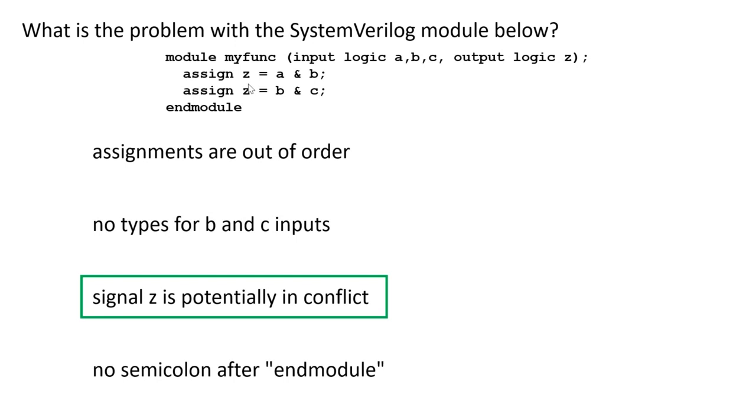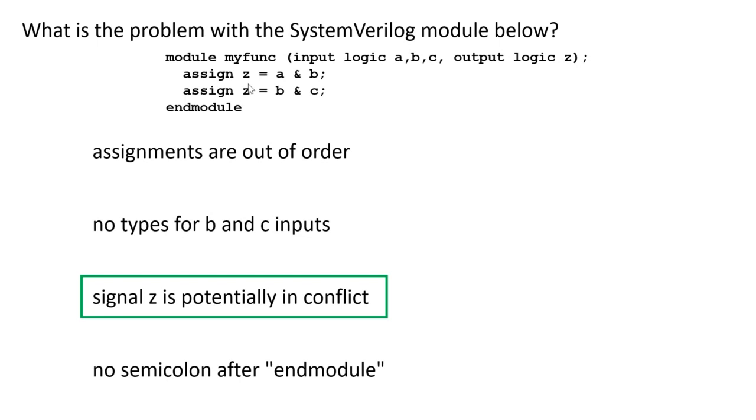But if A and B are 1 and C is 0, then the first line would assign Z to 1, and the second line would assign Z to 0. So you'd have a conflict, and in the simulator you'd have a big fat red X for Z. So you don't want that.